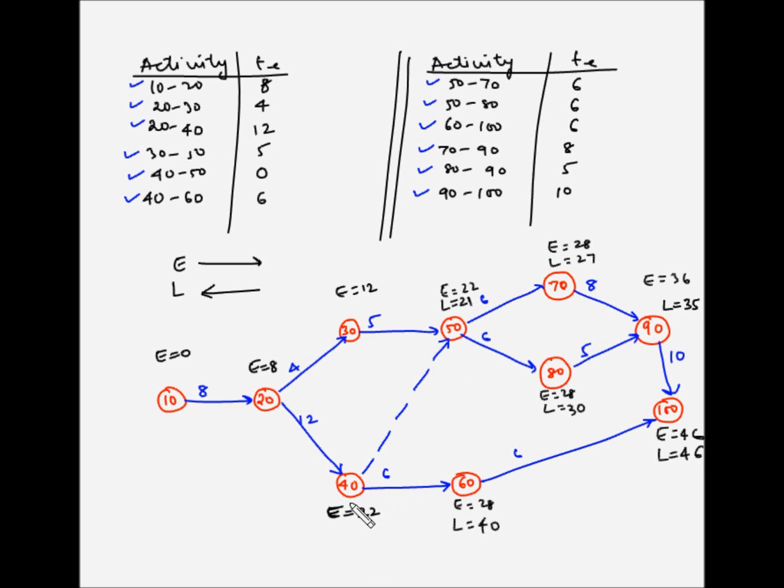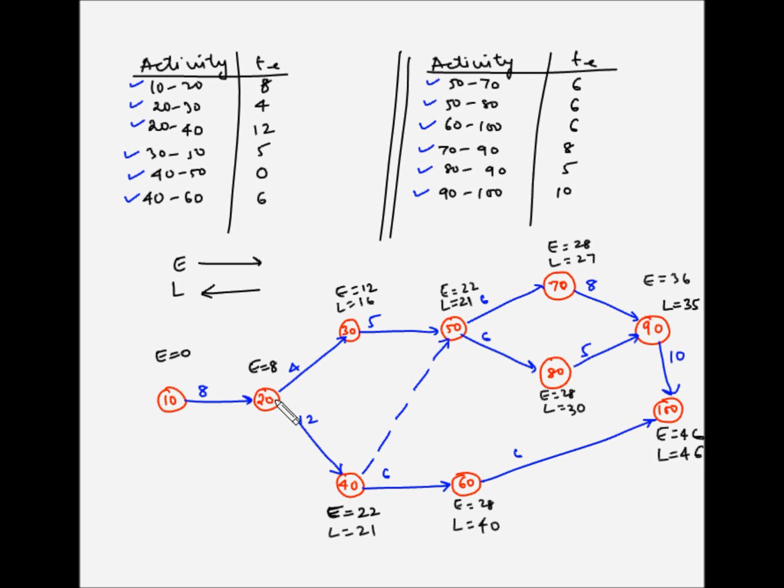Now for event number 40, the latest it can occur should be in such a way that both 50 and 60 are not impacted. So for 50, the latest occurrence of 40 should be by the 21st day, because the duration for 40 to 50 is 0. And for event number 60, it should be 40 minus 6, which is 34. So definitely event number 50 is occurring much earlier than event number 60. So the latest occurrence should be the 21st day. For event number 30, the latest occurrence would be 21 minus 5, which is the 16th day.